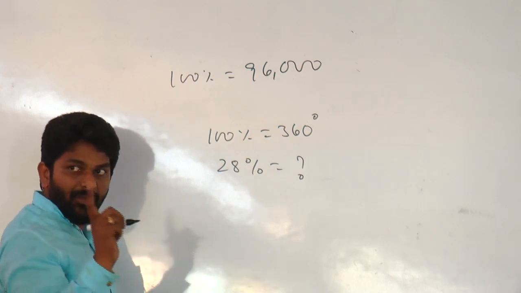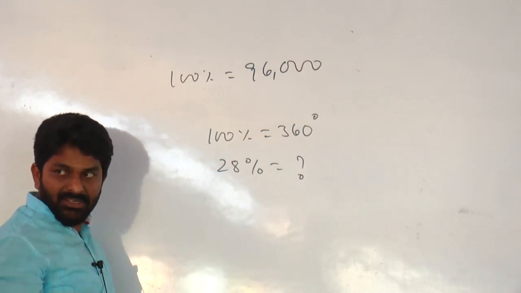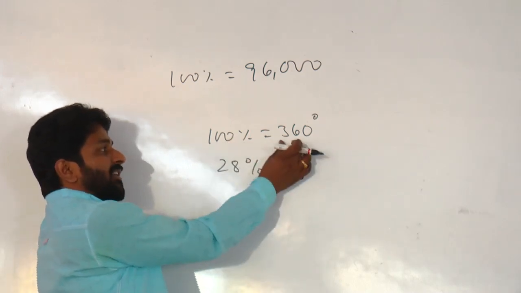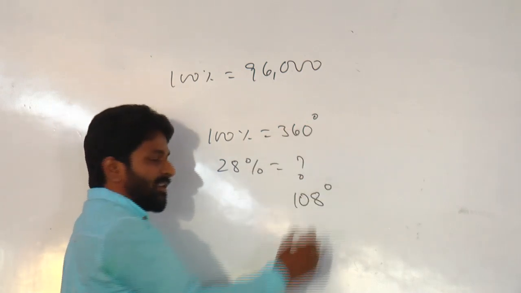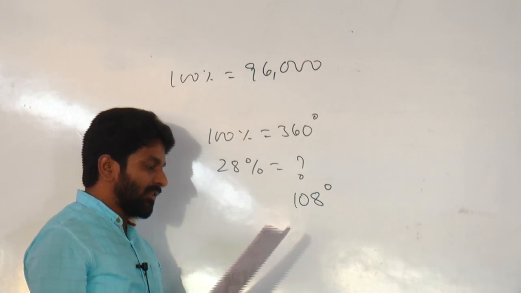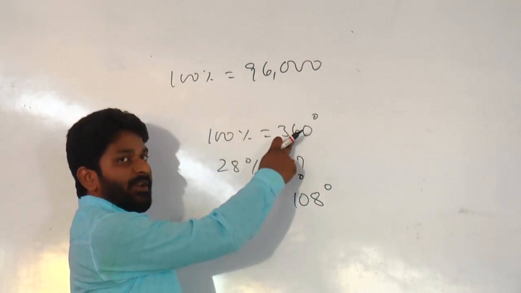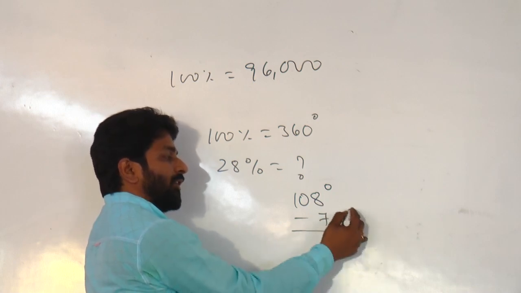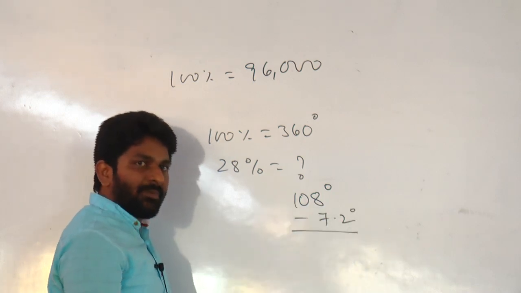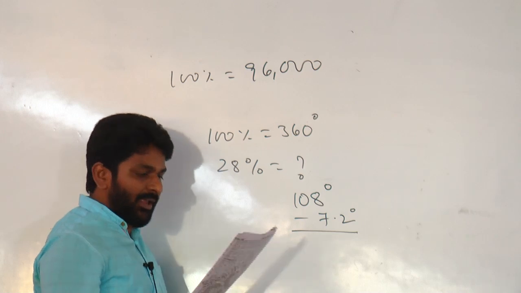You have 2 options. If you had only one option, you would be done right there. Now 10% is 36 degrees, so 30% will be 108 degrees. 1% is 3.6, 2% is 7.2, so you need to subtract 7.2 degrees. The answer is more than 100 but ends with 8: 100.8. Third option.